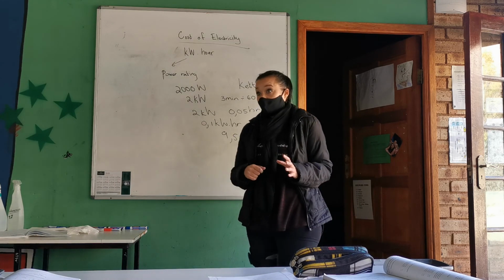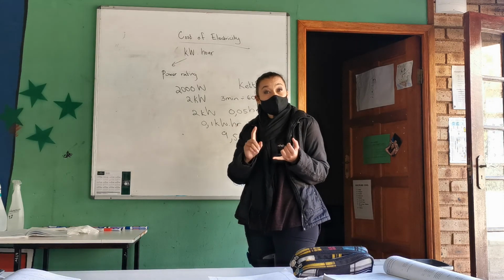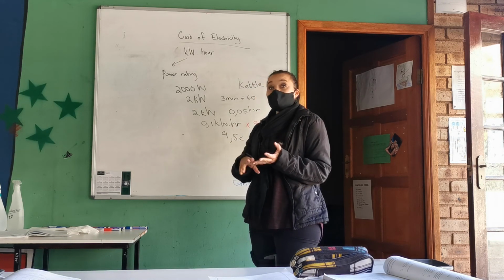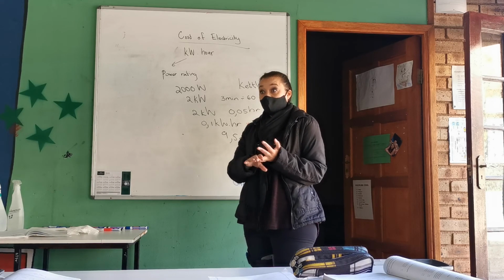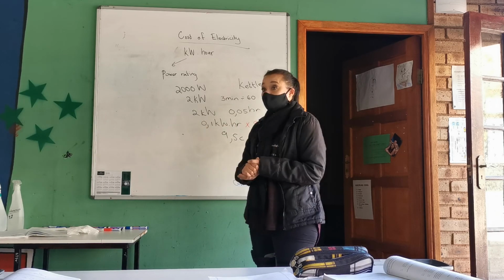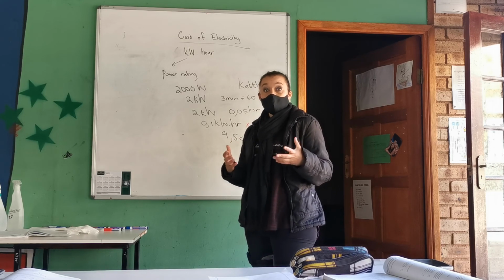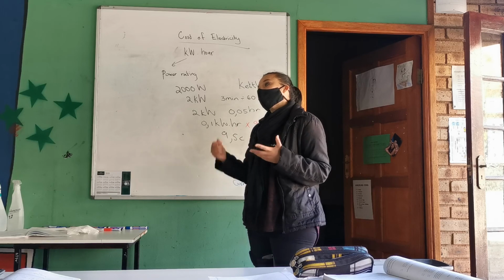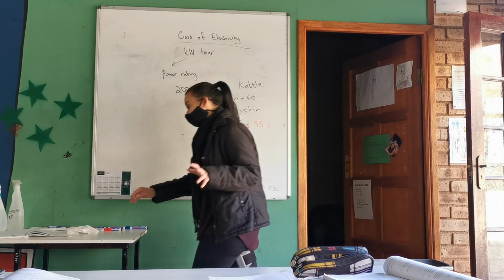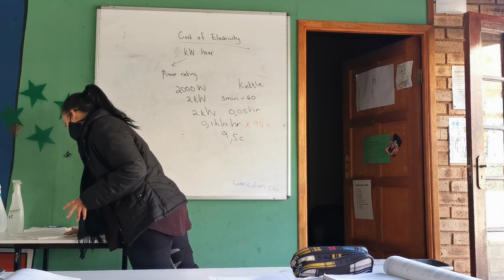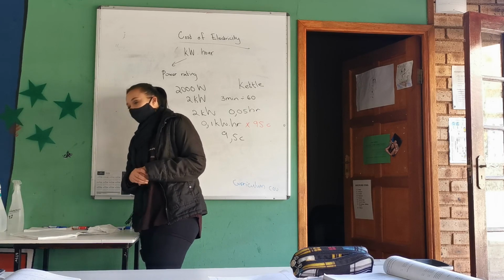To recap, we take the power rating on the appliance and make sure that it's measured in kilowatts. We take the time that the appliance is used for and convert that into hours. Then we multiply the two together and end up with the number of kilowatt hours that the appliance uses, and then you multiply that by the cost. Is that okay? Are you sure? If you have a look on page 124, that is very shortly outlined for you.